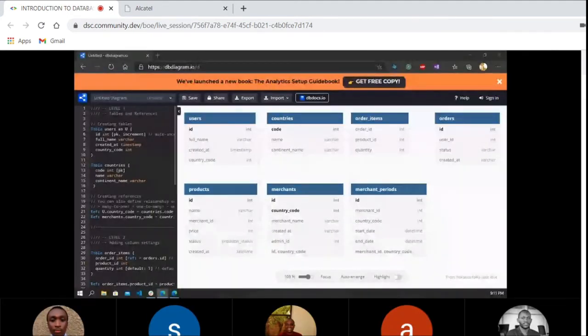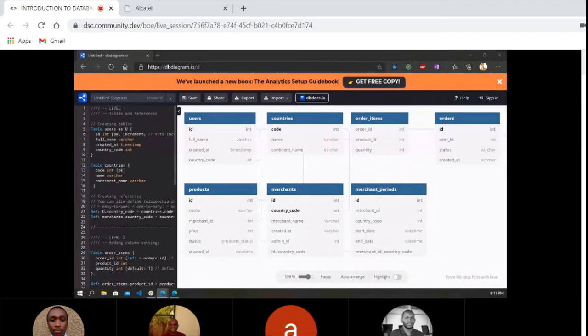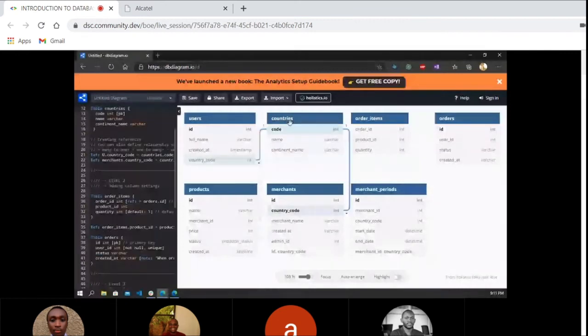Can you see my screen? Yes. Which screen are you seeing? The users, the countries, order items. Okay, so now we can model what you are saying directly, and we see what you're talking about. Exactly. We had students. How many students were there? We had 4 students.